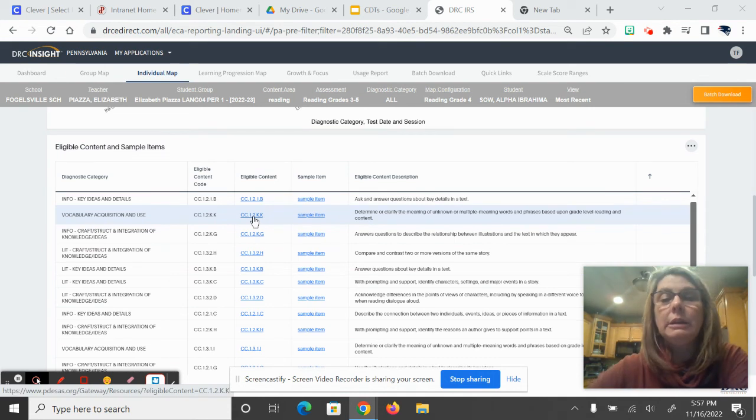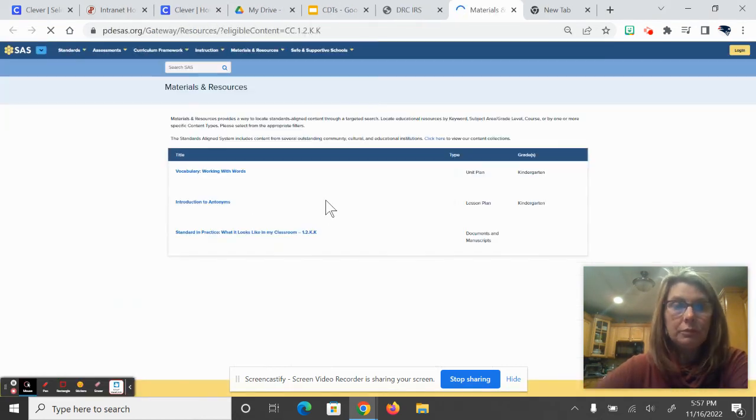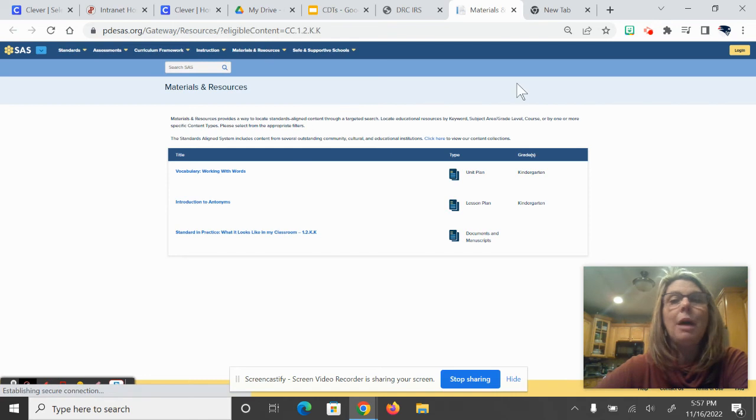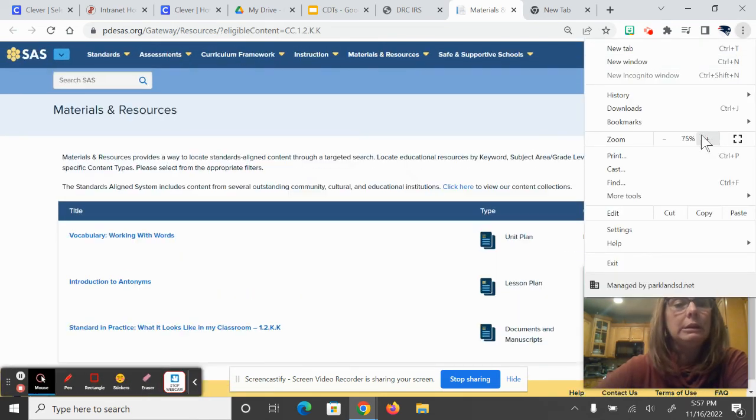The standard is to determine or clarify the meaning of unknown or multiple meaning words and phrases based upon grade level reading and content. If you click on that standard, it will pop up with a series of materials and resources. I'm going to make this a little bigger for you.